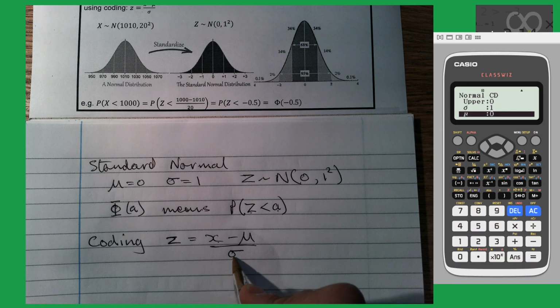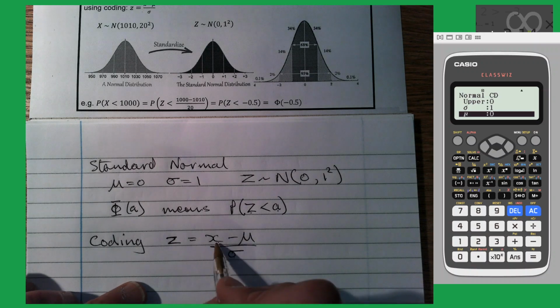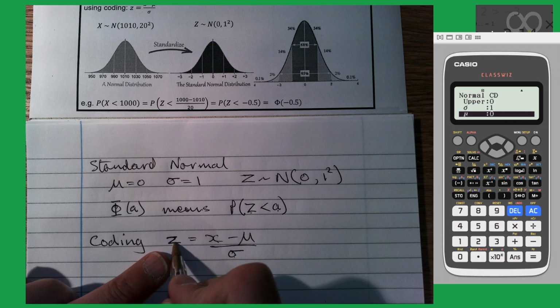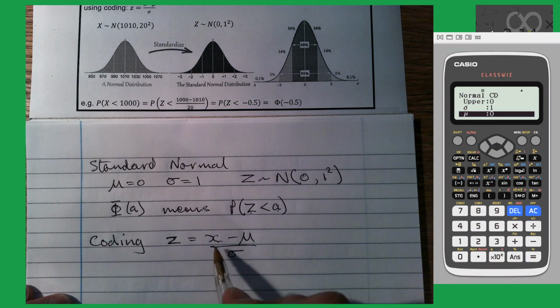So that means instead of a standard deviation for x of sigma, we're going to have a standard deviation for z of sigma divided by sigma, which is 1. I think I just said that the standard deviation for z is 0, but I meant the standard deviation for z is 1.